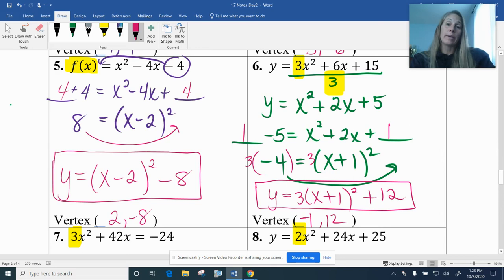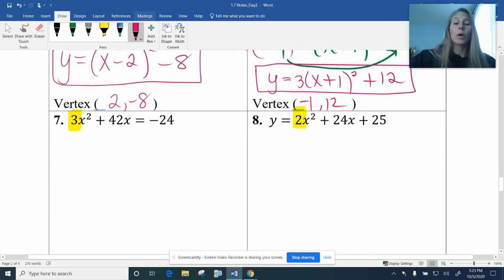So when you do divide by that number in the front, when you're solving, it's not necessary anymore because you're trying to figure out what x equals. But when you're writing it in vertex form, you want to account for all of the things in the equation, so you have to multiply it back in.